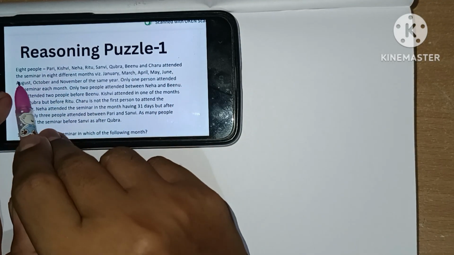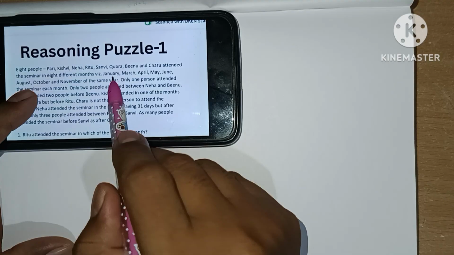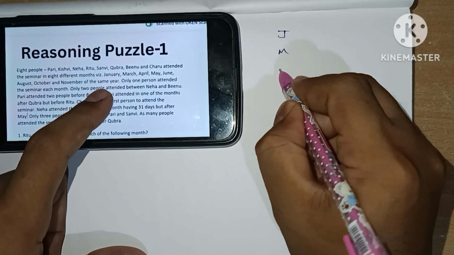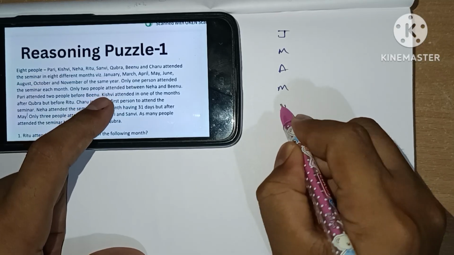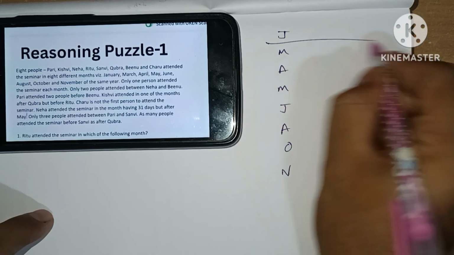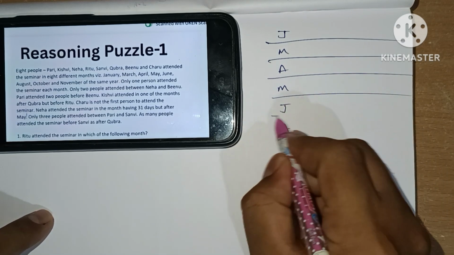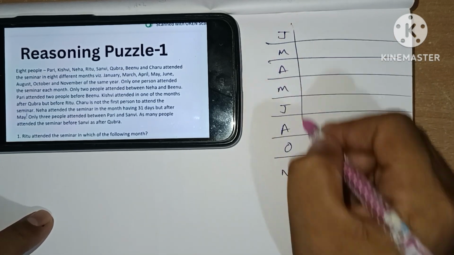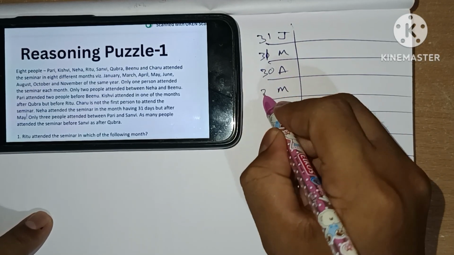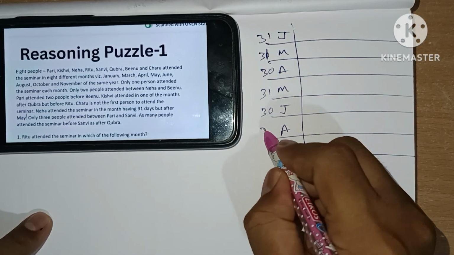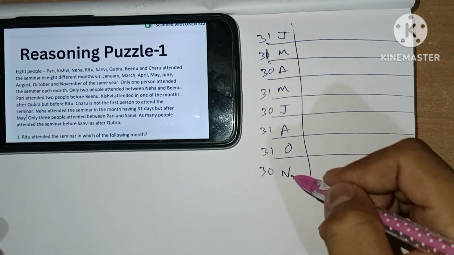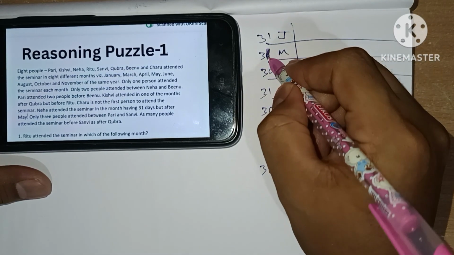8 persons attending the seminar in 8 different months. Months are given. Months, let's note them. January, March, April, May, June, August, October and November. So these are the months. January has 31 days, March 31 days, April 30 days, May 31 days, June 30 days, August 31 days, October 31 and November 30. So this is the question that is starting.